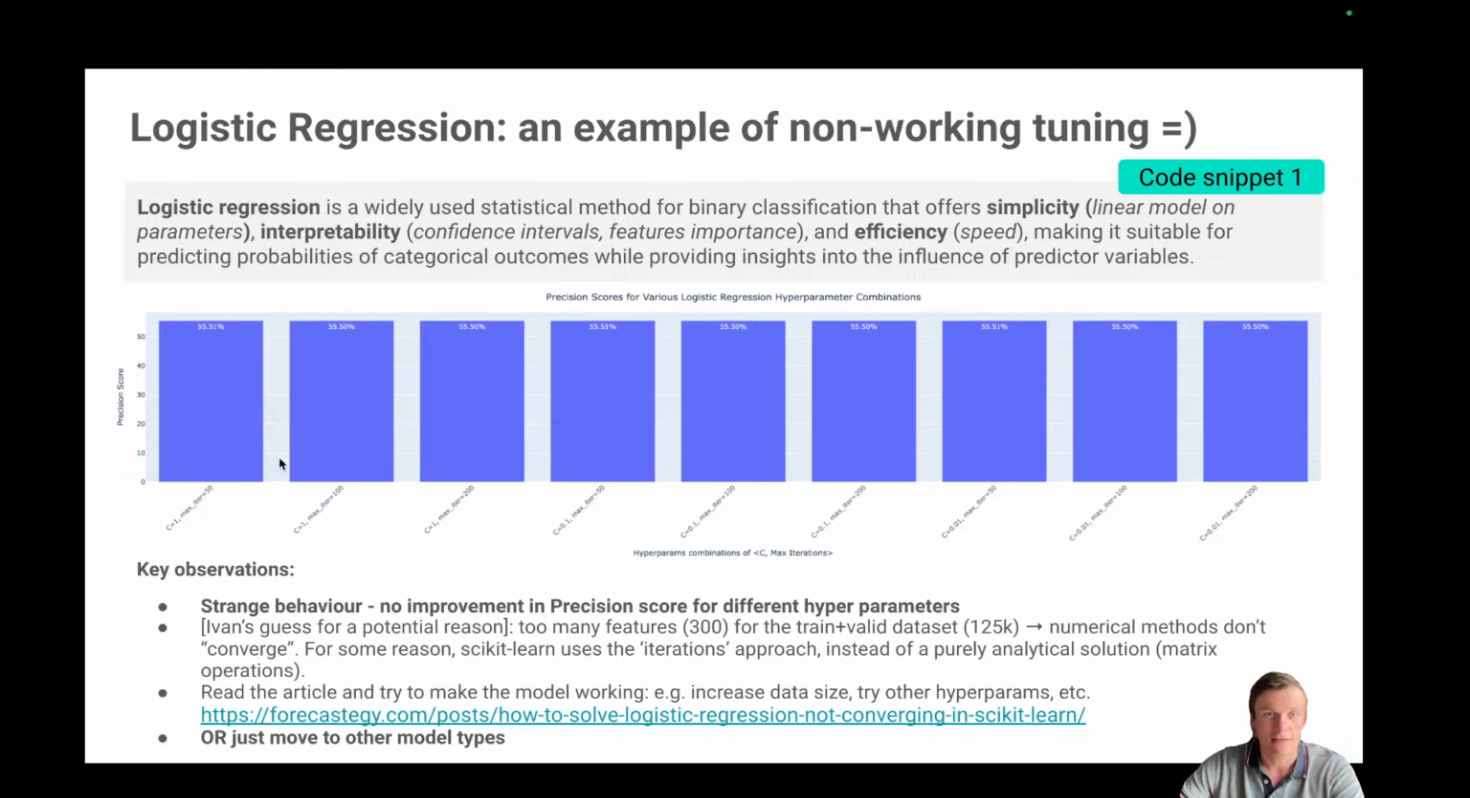And as you can see here, I have several parameter values. There were two hyperparameters: C, which is a regularization parameter, and max iterations, which could be 50, 100, 200. That's what I selected it to be. So I was searching on C and max iterations, and all of the models delivered exactly the same precision score, 55.5%.